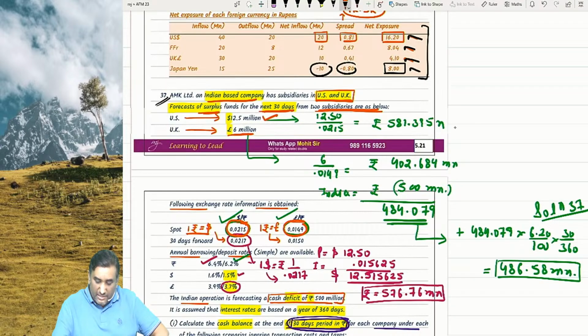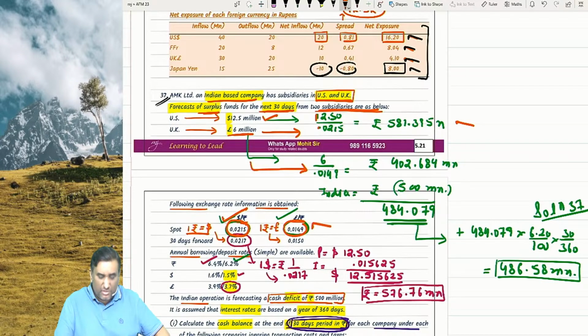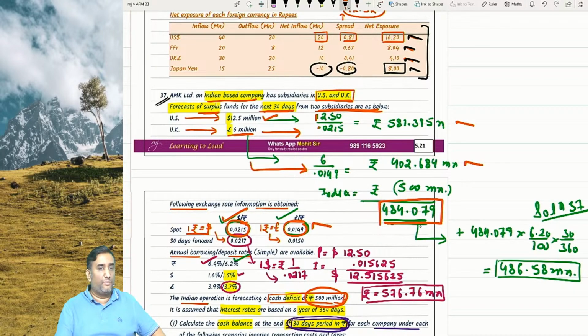convert 12.5 into rupee. I think it will be divided by 0.0215. Yes, dollar. 12.5 divided by 0.0215 is 581.395. And if you bring the pound in the 0 period, pound 6 divided by 0.0419. That means the 0 period will become equal to rupee 402.684. Rupee was already in deficit somewhere around 500 million. Add 500, I think in the 0 period you will have 484.079. This is if pulled immediately.